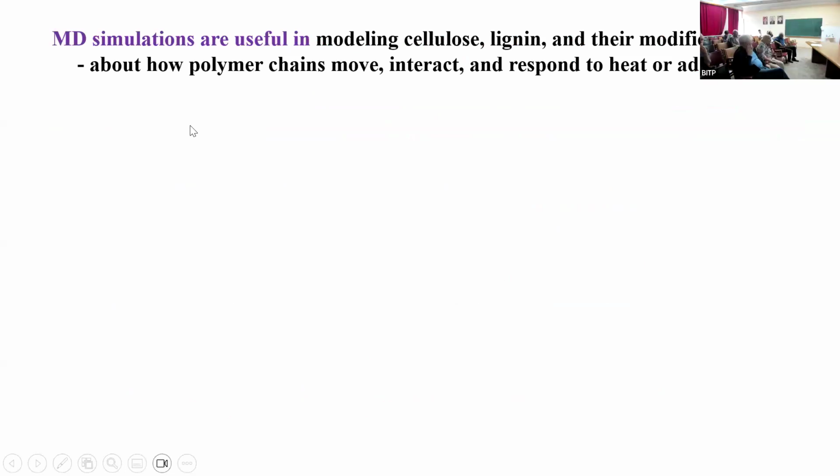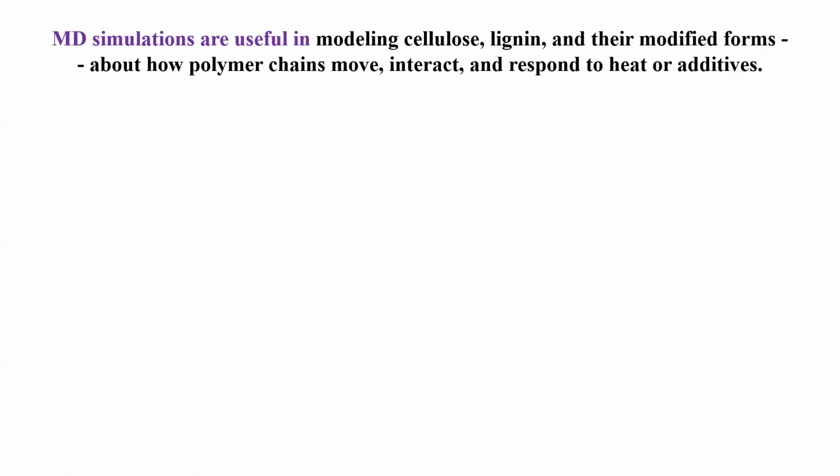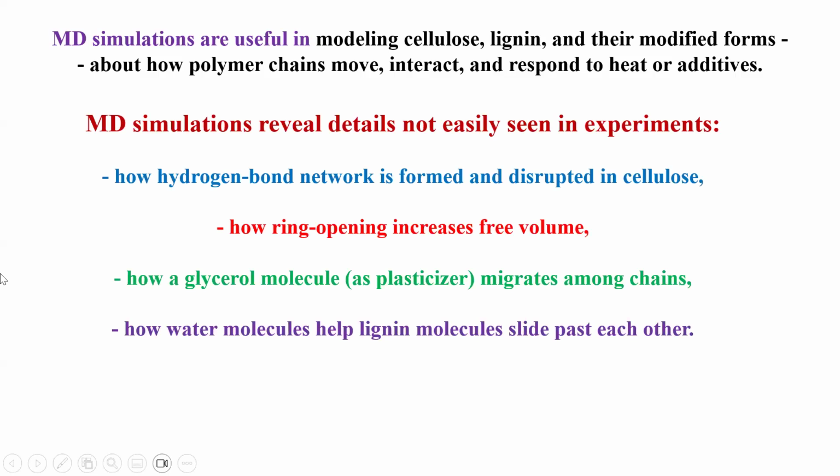Molecular dynamics simulations are very useful in modeling cellulose and lignin in their modified forms, and you learn how these polymer chains move and interact and respond to heat and additives. And molecular dynamics simulations can reveal many details you cannot get from experiments.